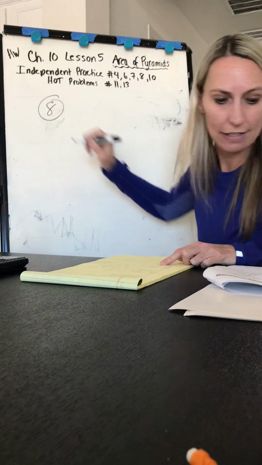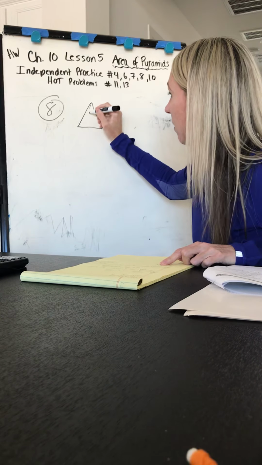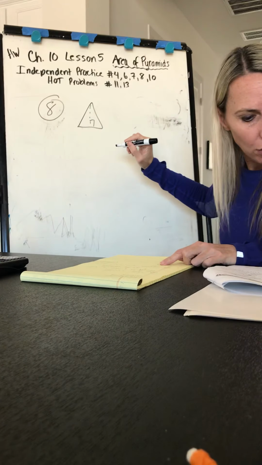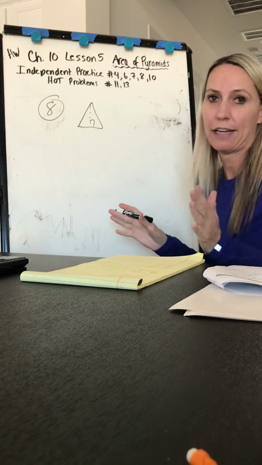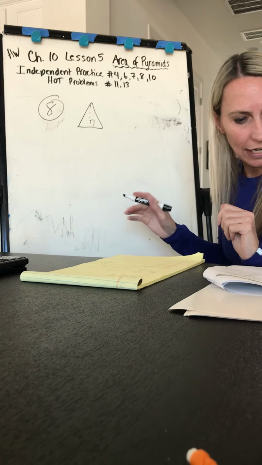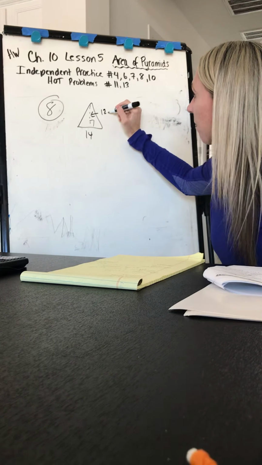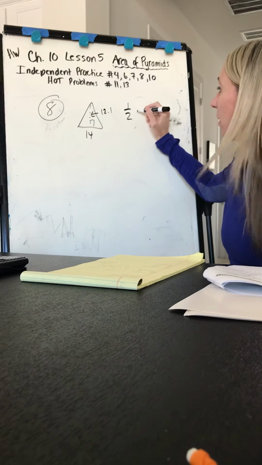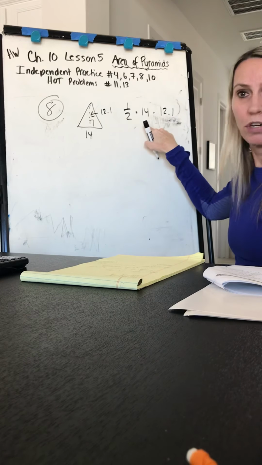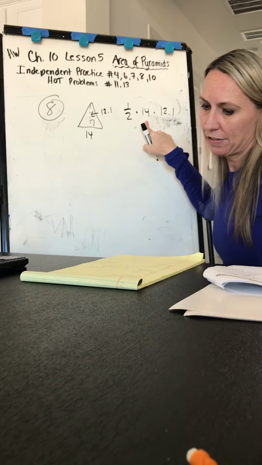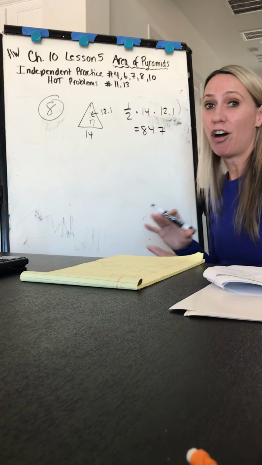Okay, and then 8 says, an earring design is shaped like a triangular pyramid. So the base is going to be a triangle. And it says all the faces are equilateral triangles. So all of the faces, including the base, are all the same. So, and it says the side lengths are 14, and the slant height is 12.1. Okay, so we're going to find the area of this, which is 1/2, times the base, which is 14, times 12.1. 1/2 of 14 is 7, and 7 times 12.1 is 84.7.